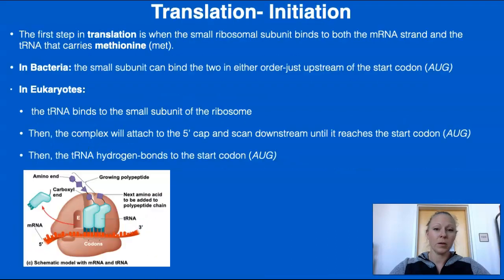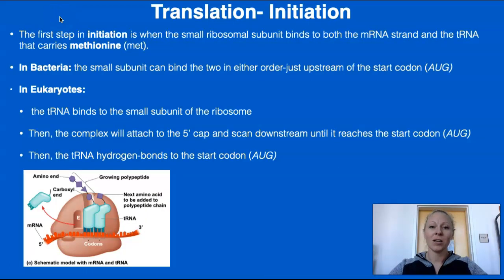Hey guys, we are now talking about the actual process of translation. And remember that we break this down into initiation, elongation, and termination. So we are talking about initiation.